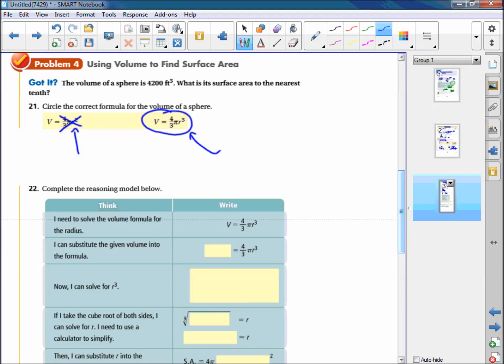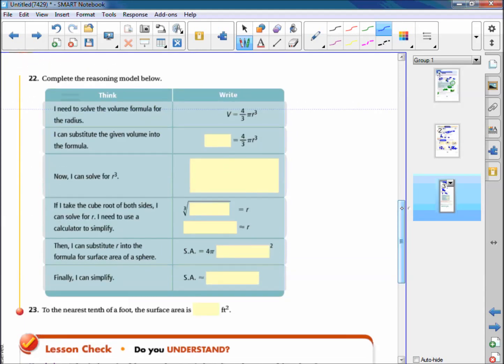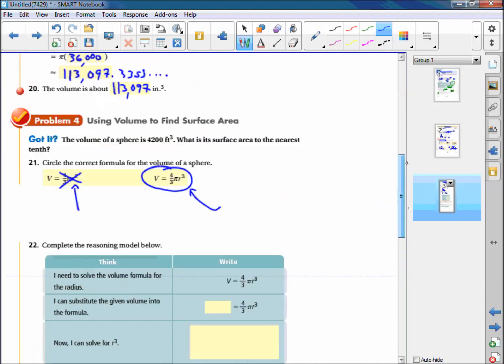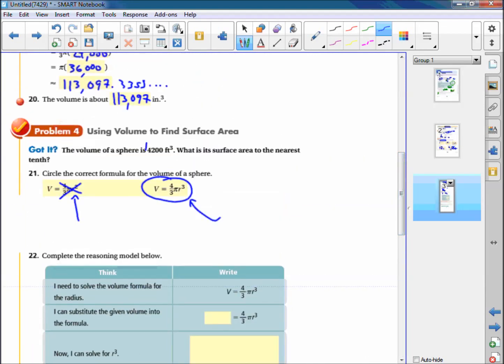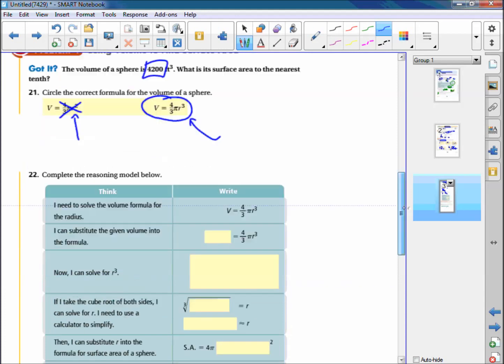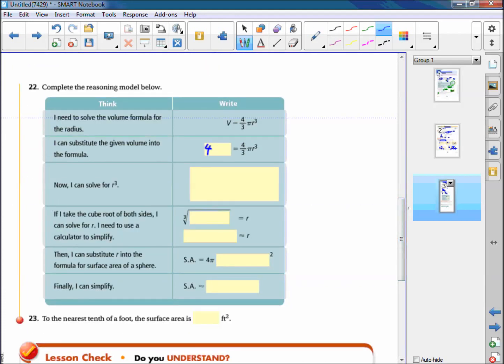All right. Complete the following reasoning model to help us here. So you need to solve for the volume formula for the radius. So we know the volume, we would like to get the radius. In our problem, the volume is 4,200, so we're going to put 4,200 where the V is. And now we're going to solve for r cubed. So we'll multiply both sides by 3/4 and then divide both sides by pi.